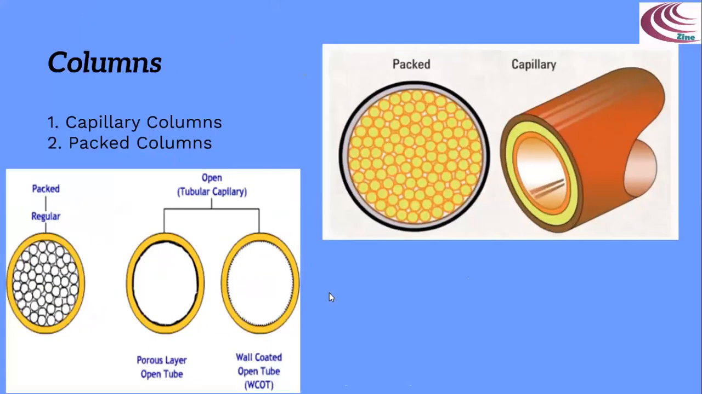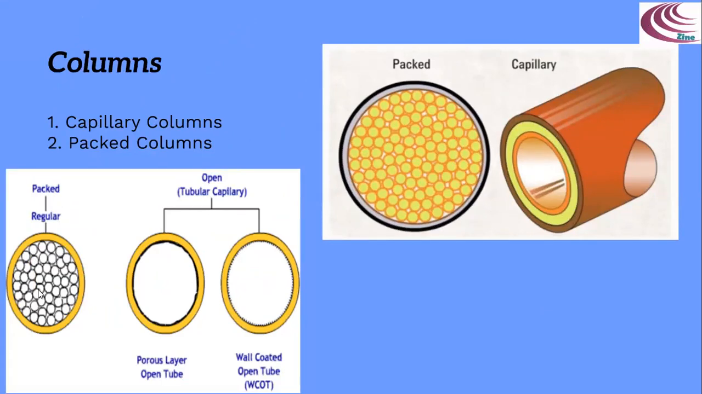Moving further, columns used in gas chromatography. Two types of columns, that is capillary columns and packed columns, are employed in gas liquid chromatography. This is the overall layout of packed column and capillary column.